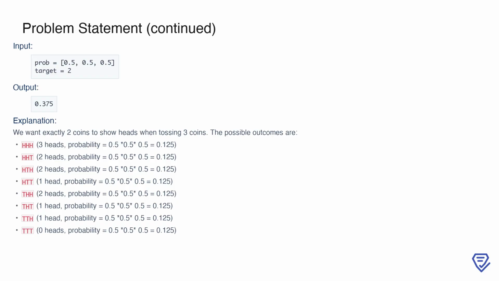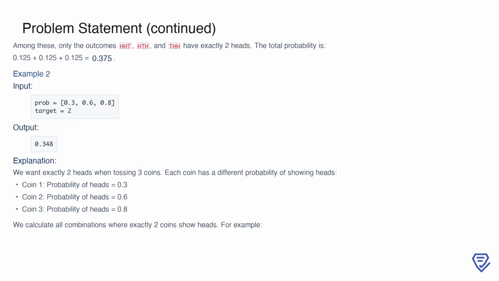By calculating the probabilities for all outcomes, we can identify which ones result in exactly 2 heads and then sum their probabilities to find the total result. Among the outcomes, the ones that give exactly 2 heads are HHT, HTH, and THH. For each of these, the probability is 0.5 * 0.5 * 0.5, which equals 0.125. Adding these probabilities together gives us the total probability of achieving exactly 2 heads: 0.125 plus 0.125 plus 0.125, resulting in 0.375. Now, let's consider a more complex example where the coins have different probabilities of showing heads.